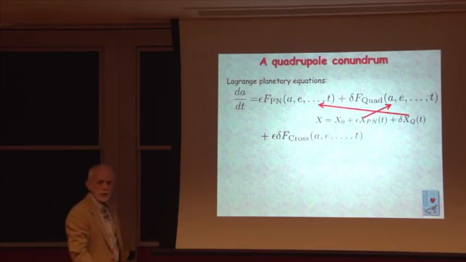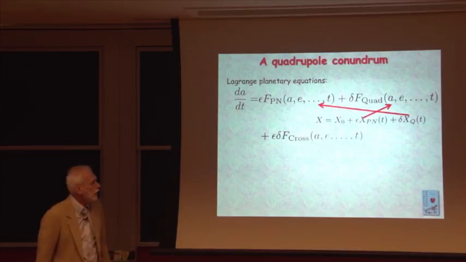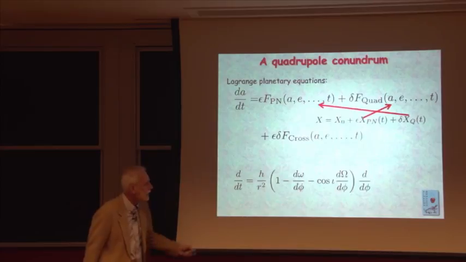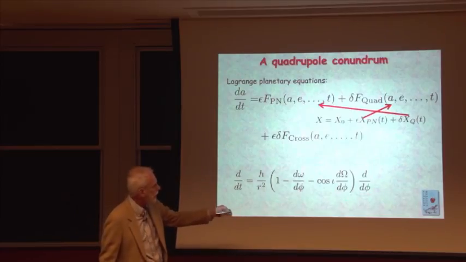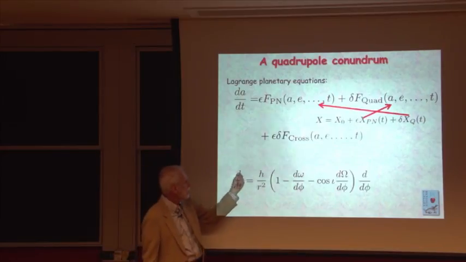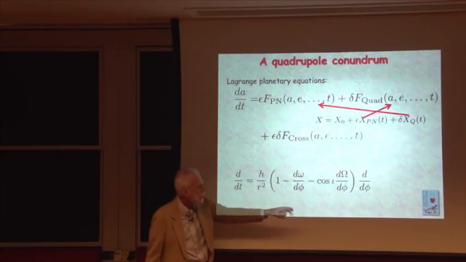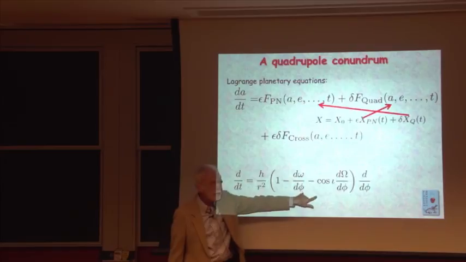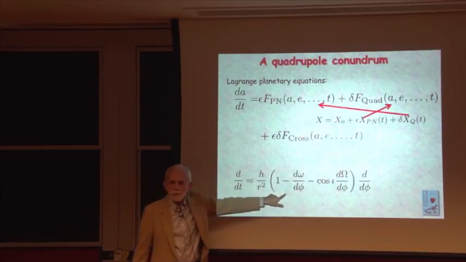And then you can integrate over one orbit. If you want to do analytic work, it's often convenient to integrate over the true anomaly of the orbit rather than time. But even there, you can't use the simple formula that d/dt is the angular momentum over r squared times d/dφ. You have to include these additional terms. Where do these come from?